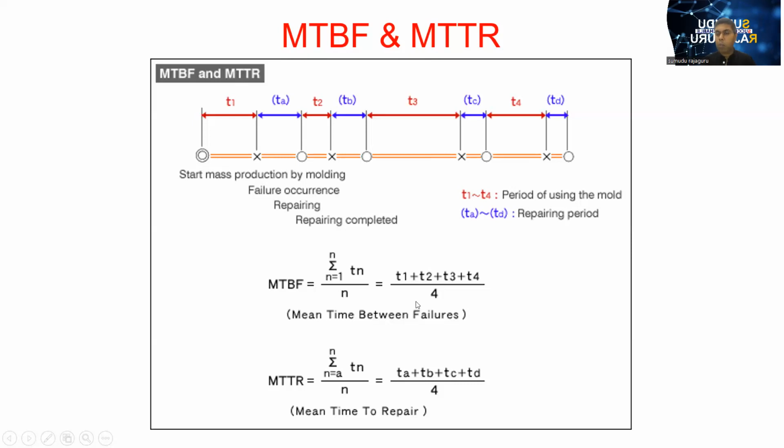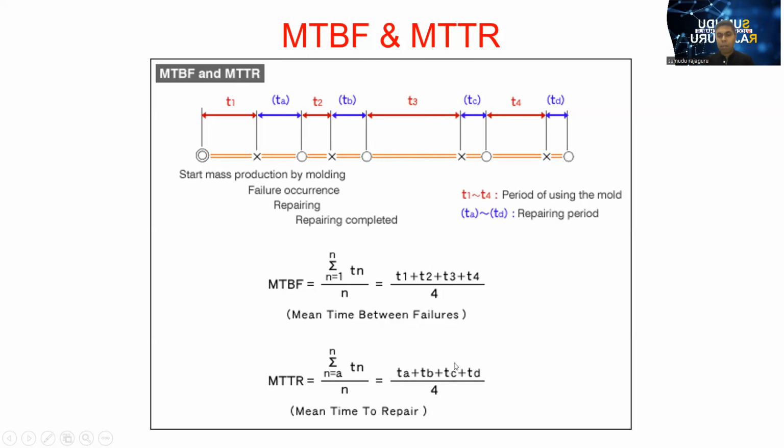So we have to divide by 4. Then we can take the average time between failure. We are calling that mean time between failure. Then the second one, you can understand the TA, TB, TC, TD, that blue color times. Okay, those are the running time. Sorry, those are the repairing time. So it is called mean time to repair.